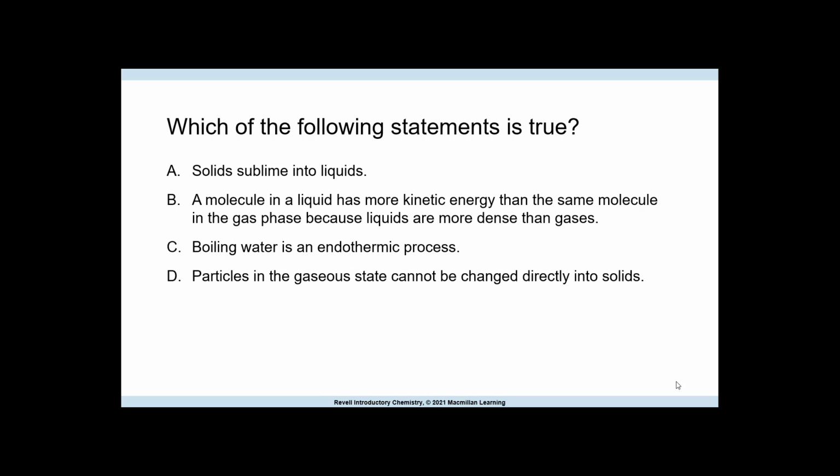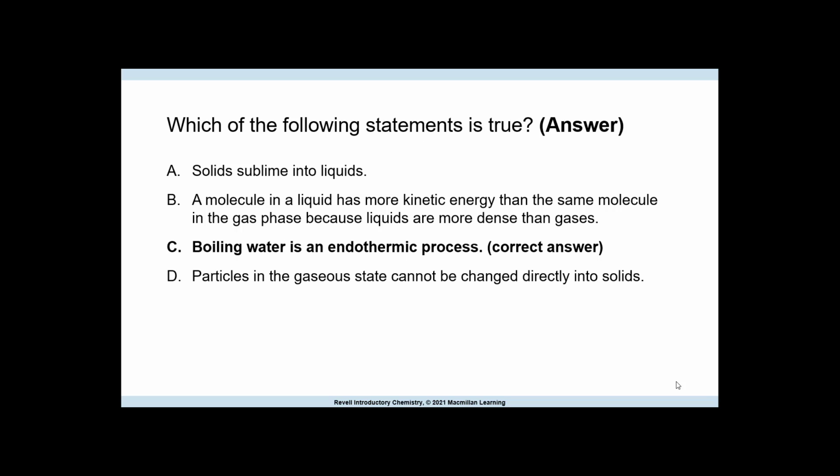Which of the following statements is true? Solids sublime into liquids. A molecule in a liquid has more kinetic energy than the same molecule in the gas phase because liquids are more dense than gases. Boiling water is an endothermic process. Particles in the gaseous state cannot be changed directly into solids. The answer is: boiling water is an endothermic process.